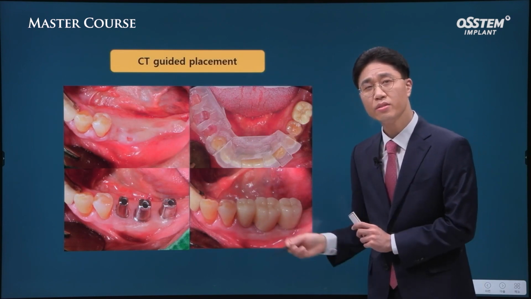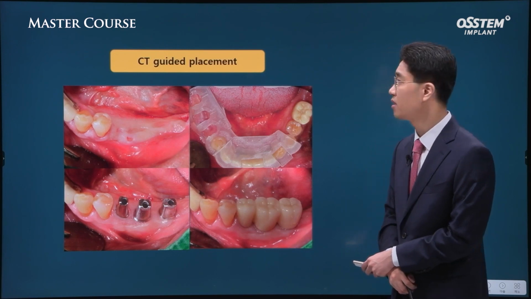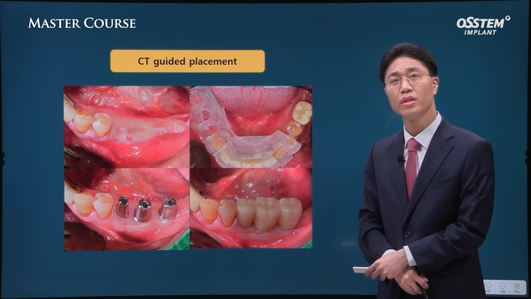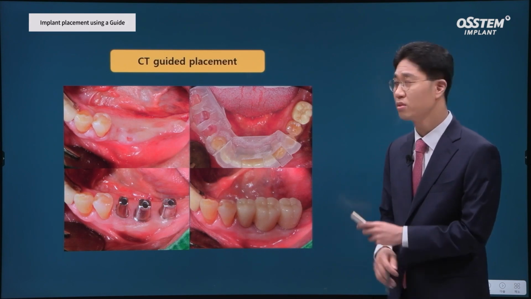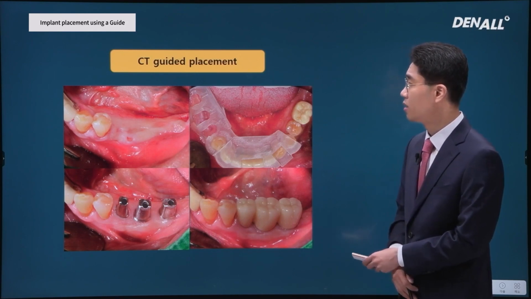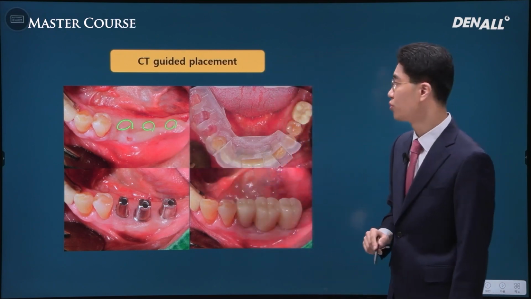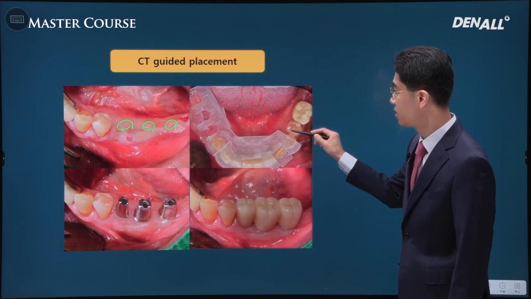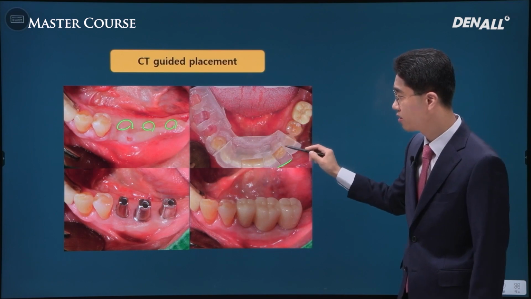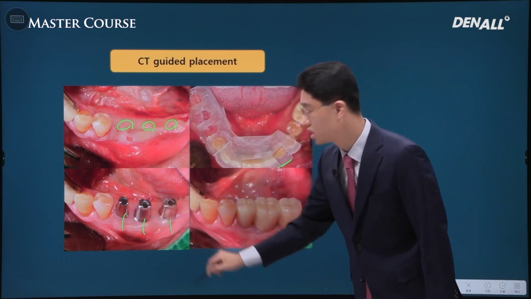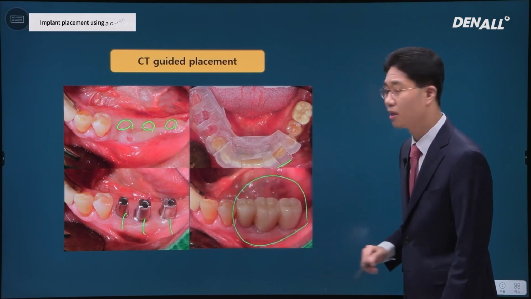This is the case where I've used one guide from Austin to place the implant. Using digital dentistry, CT was utilized. CT guided implant surgery is being frequently done. In the lower, there are 3 missing teeth. In order to place implants, a guide was fabricated ahead. Using this guide, implants can be placed in the desired position, and prostheses were delivered.